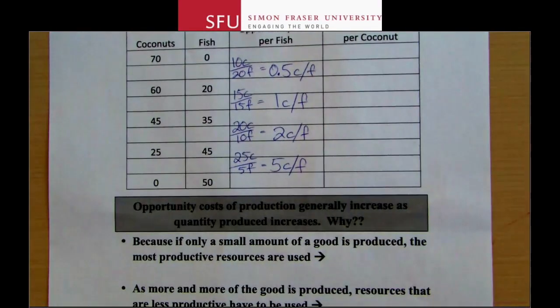So this is generally what will happen whenever we try to do anything. The costs will increase as we try to do more and more of it. And why is that? Well, we always try to start with the least costly things. So if we're going to give things up, it makes sense to start with the least costly things. But then if you want to give even more up because you're trying to do more of the activity and you've already used the least costly way to do it, now you have to start using ways to do it or resources that are more and more costly.